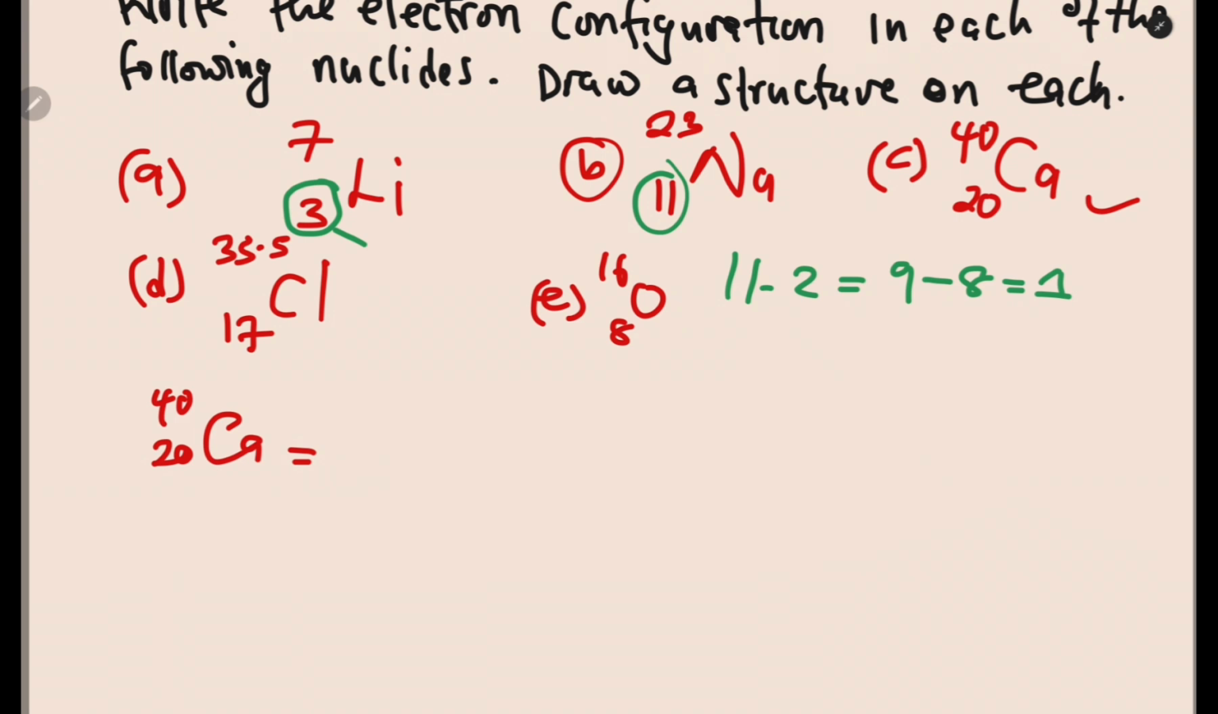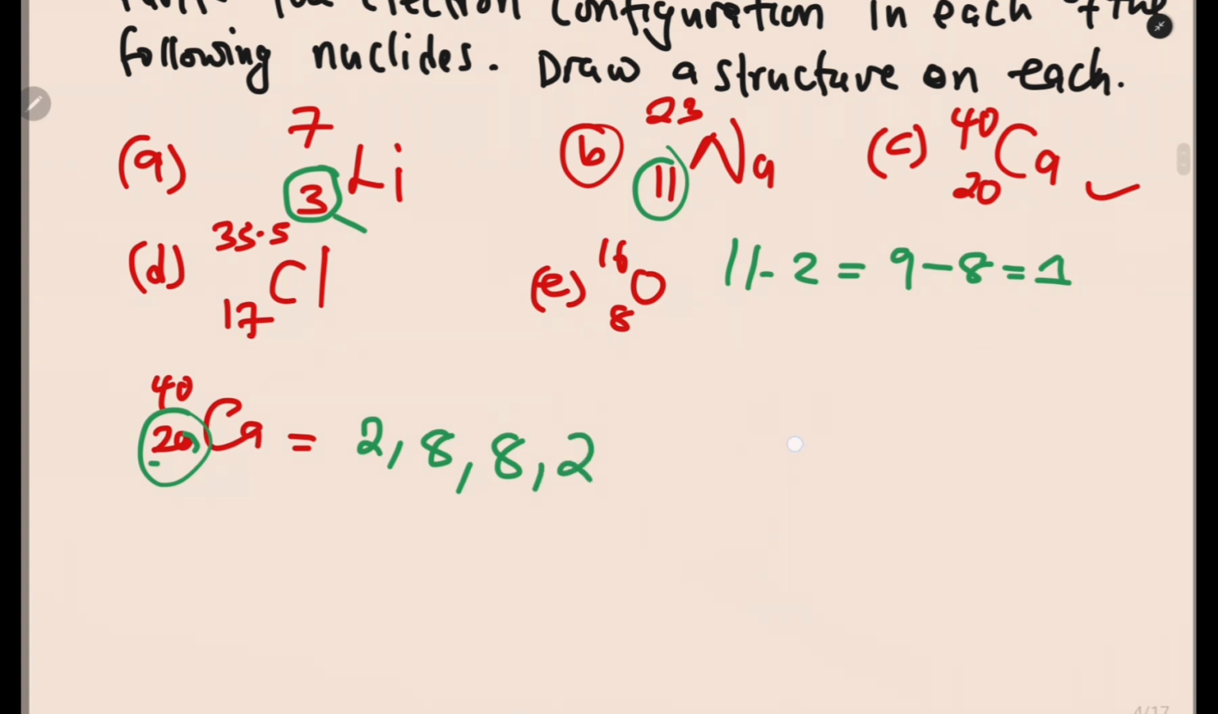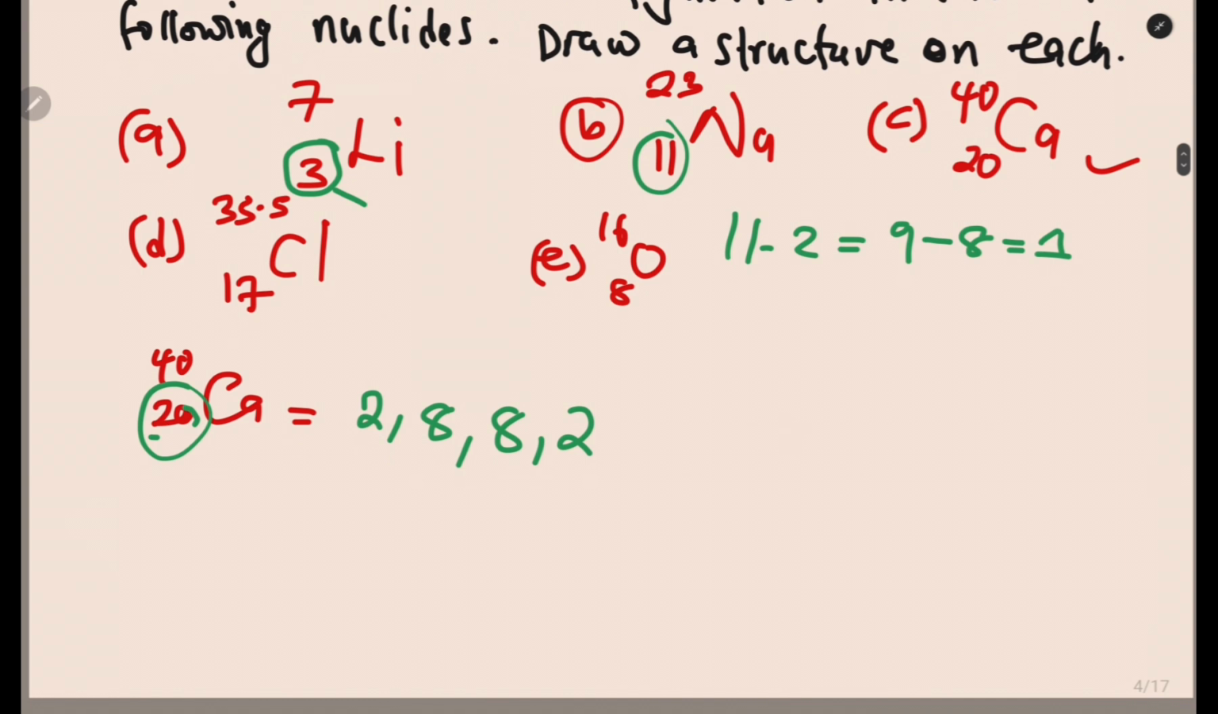The configuration of calcium is 2. We are using this 20. What remains out of 20? 18. So we have 8. Then what remains is 10, so I'm going to put another 8. Then what remains is 2 outside. So which means calcium is going to have 1, 2, 3, 4 circles around the nucleus.